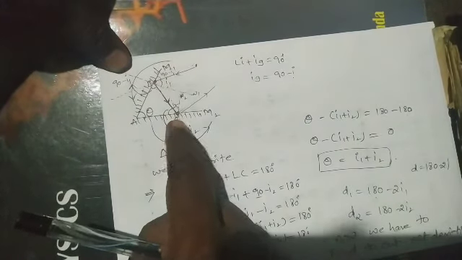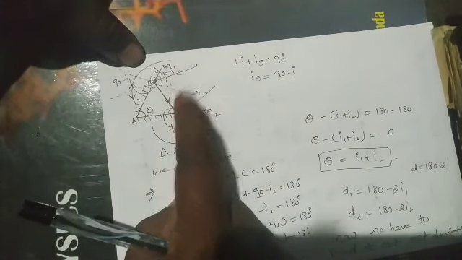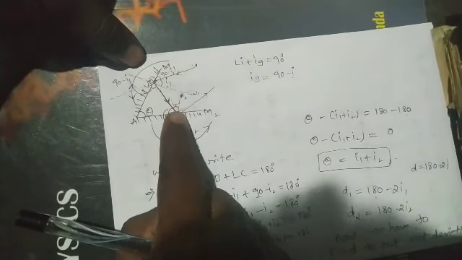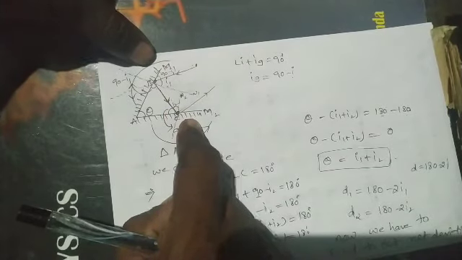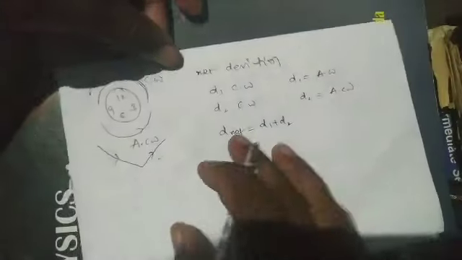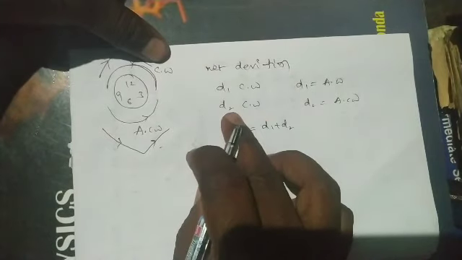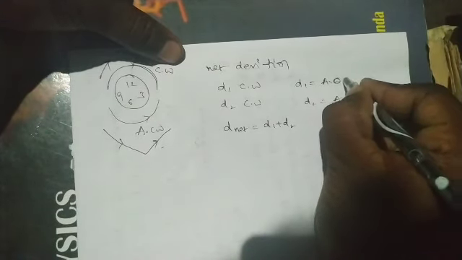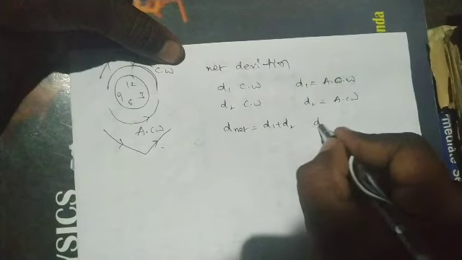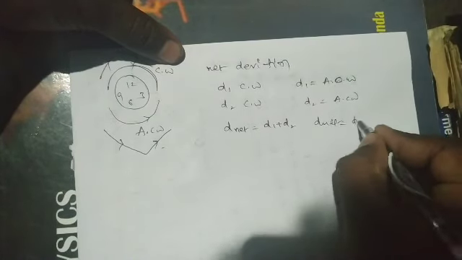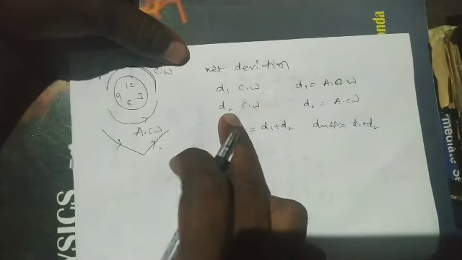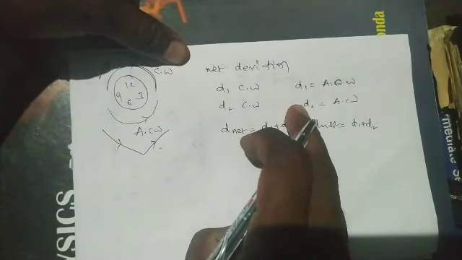So based on the diagram and the incident ray reflections, we will take clockwise or anti-clockwise. Based on that, we will find its deviation. If D1 is clockwise and D2 is clockwise, D net is D1 plus D2. If D1 is anti-clockwise and D2 is anti-clockwise, D net is also D1 plus D2. Simply, for the same assumption, we add.